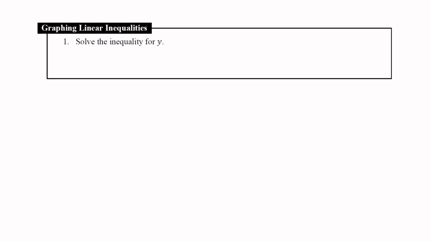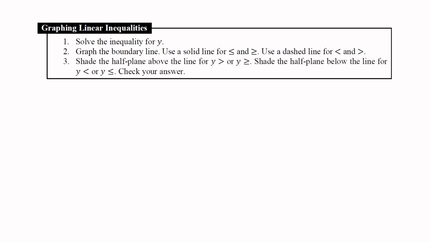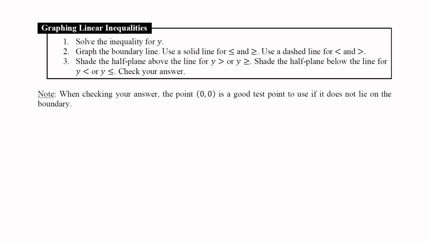So when graphing linear inequalities, solve the inequality for y, graph the boundary line, use a solid line for greater than or equal to or less than or equal to, use a dashed line for greater than and less than, shade the half-plane above the line for y is greater than or equal to, shade the half-plane below the line for y is less than or equal to, and then check your answer. Note, when checking your answer, the point (0, 0) is a good test point to use if it does not lie on the boundary. It's a good test point because it is easy to work with, 0 and 0.